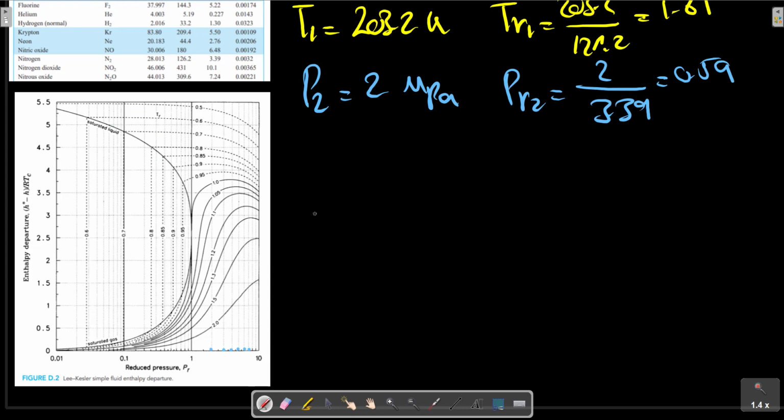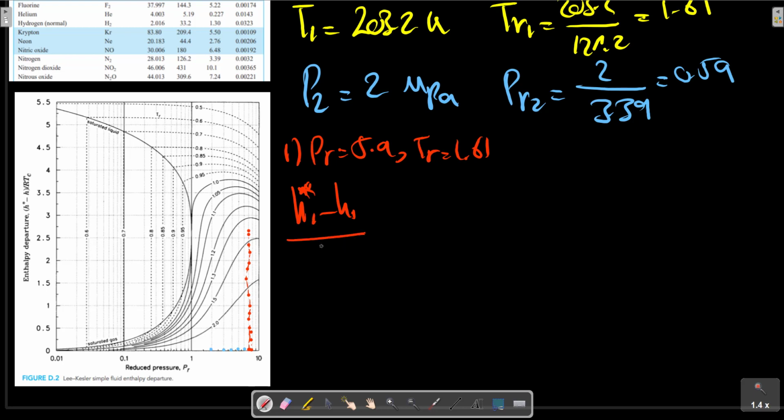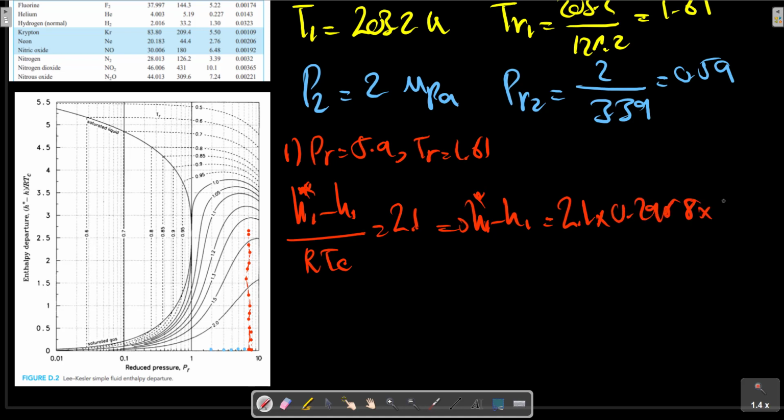Now for point 1, PR and TR, PR1 is approximately at this point. If we continue to TR1 of 1.61, approximately this point, we can obtain H*1 minus H1 for the ideal case, over R T critical, 2.1. R is from the tables, and for the T critical.